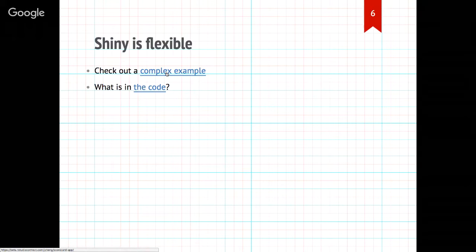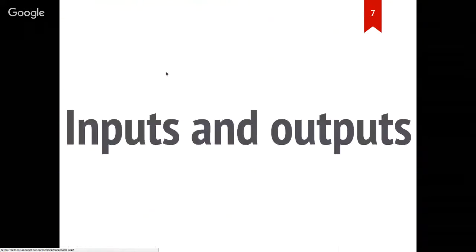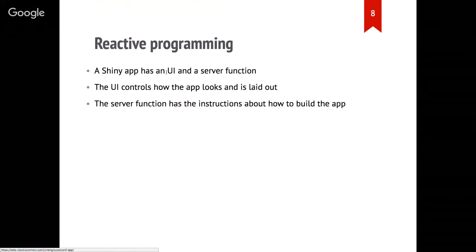So let's go back to how to get started with Shiny here. Let's talk about inputs and outputs. This is the way Shiny sets itself up and works. Shiny is a reactive framework, a framework for working with reactive inputs and outputs. A Shiny app has a UI and a server function, and reactive inputs and outputs are passed back and forth between the UI and the server function.